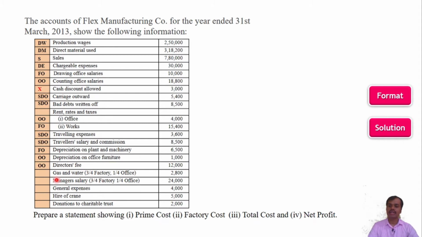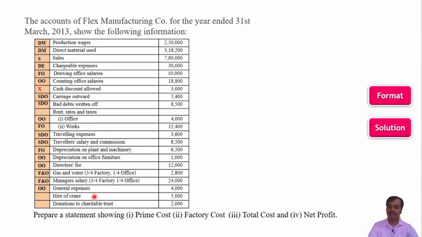Here gas and water is given again in two parts. The total amount of gas and water is bifurcated in two parts, 3/4 for factory and 1/4 for office. So 3/4 will go to factory overheads and 1/4 will go to office overheads. Next is manager salary. Here the same, the 3/4 amount will go to factory overheads and 1/4 amount will go to office overheads. Next is general expenses. General expenses will go to office overheads.